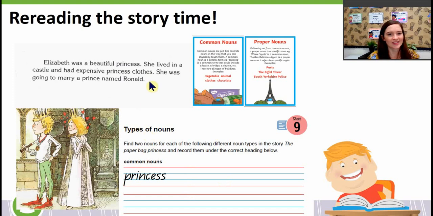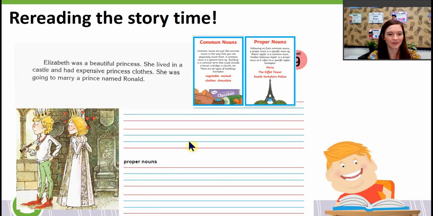Okay, she lived in a castle and had expensive princess clothes. What's the other common noun there? She lived in a castle and had expensive princess clothes. Okay. Well done if you got castle. Okay. Now we're going to look at the proper nouns.